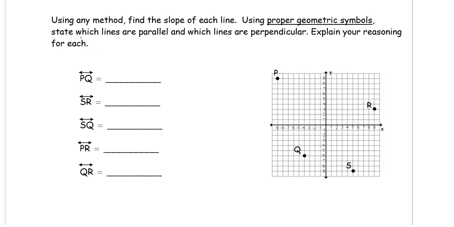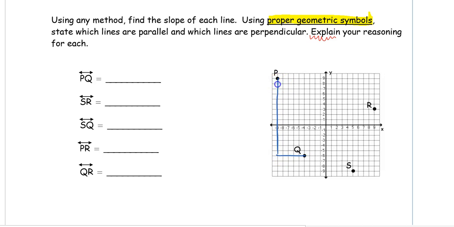Using proper geometric symbols. Notice how that is highlighted. Very important. State which lines are parallel and which ones are perpendicular. Then, we don't like this word, explain your reasoning for each. This is a test question. So this is another big question that you want to pay attention to. The first thing we want to do is find the slope between PQ. So we see P, we see Q. We're going to count our rise over our run.